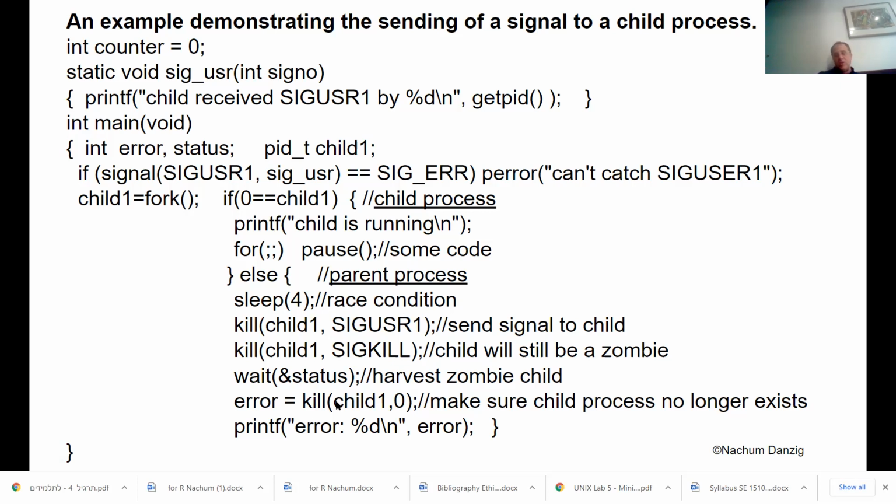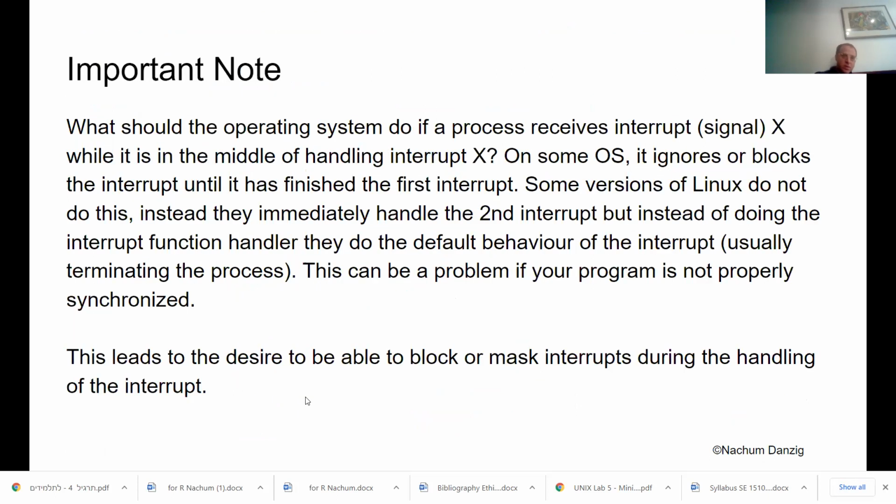Then if I do kill child1 with 0, remember what 0 does. 0 is no signal called 0, but 0 returns a number. It returns an error number if the child is non-existent. So I print that number. This is a way of checking if the child really is non-existent. Okay.